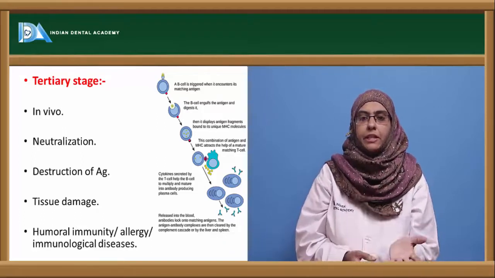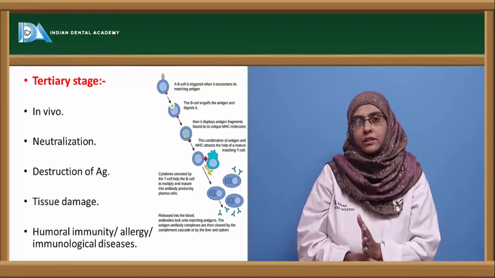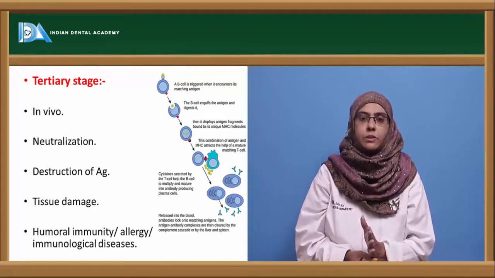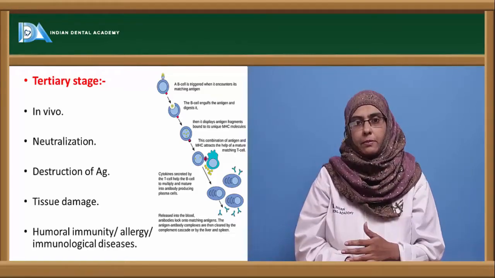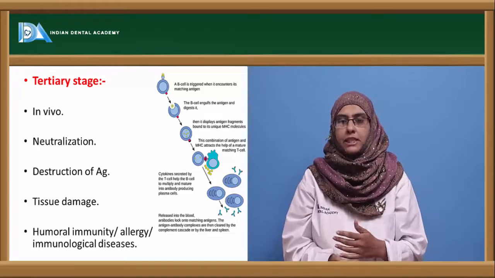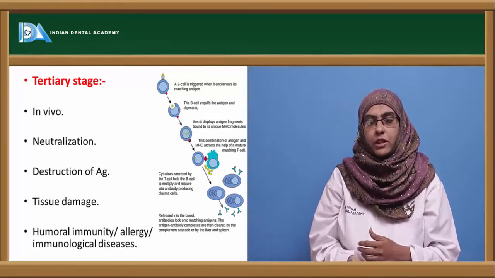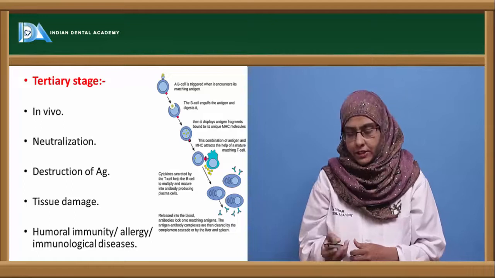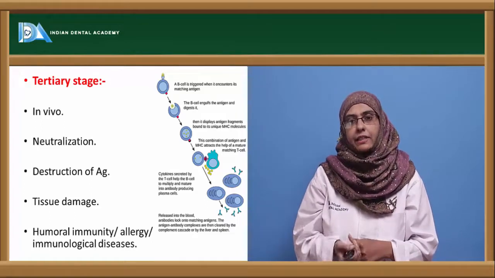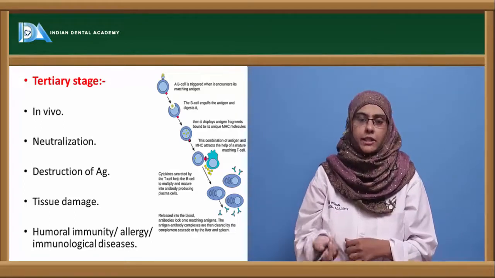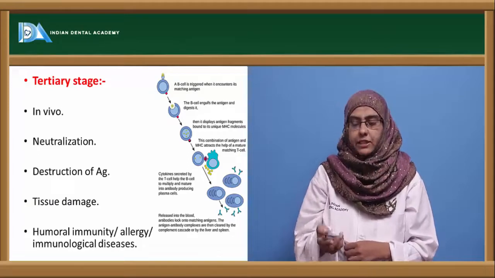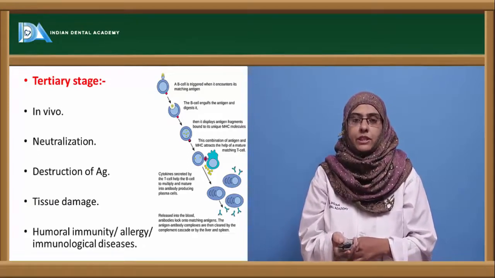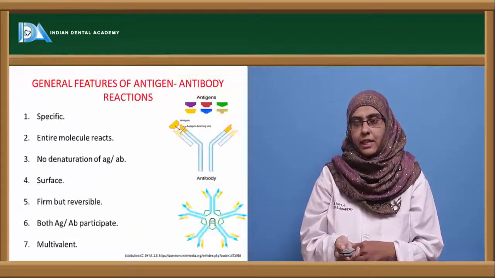Apart from eliminating the antigen, the other consequence or the other side of the immune response is leading to hypersensitivity or immunological diseases such as autoimmune diseases. All together is clubbed together in the tertiary stage. So in order to identify the antigen or the antibody, the primary and the secondary stages are mostly used in in vitro conditions, and they are called serological reactions.